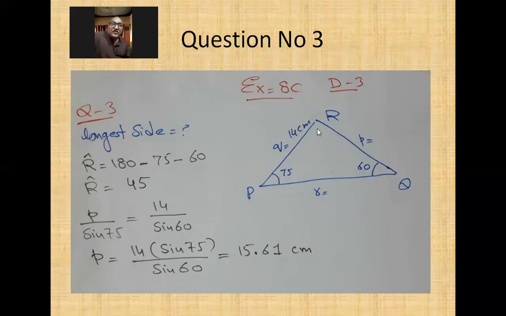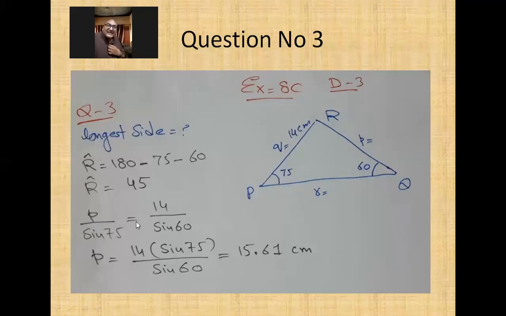So first of all, I should know the 3 angles. So this third angle R will be equal to 180 minus 75 minus 60, and that will give a value of 45. So this angle here is 45. Now, the side opposite to the largest angle will be the longest side. So here the largest angle is 75. So the side opposite it, let me name it as small p. That is the question basically.